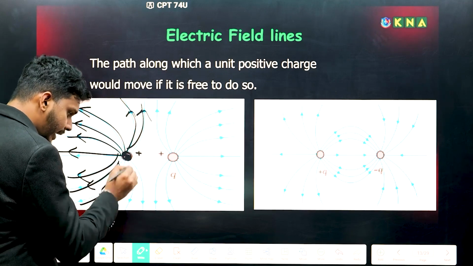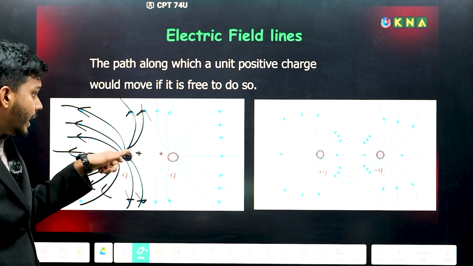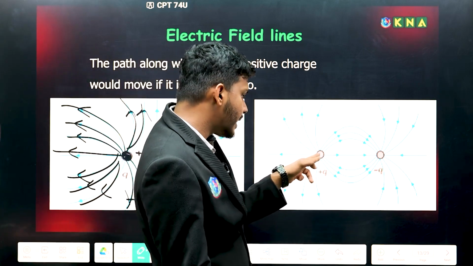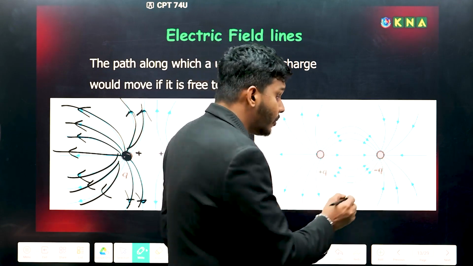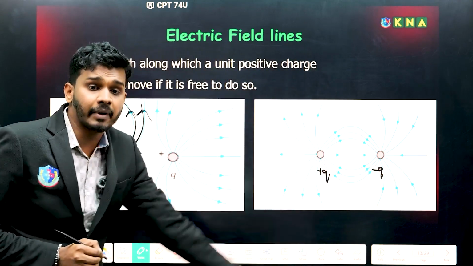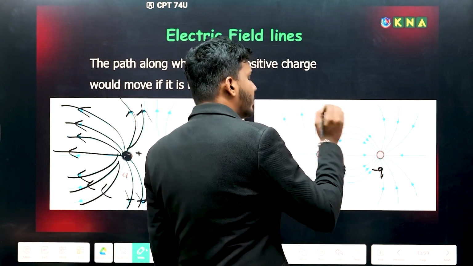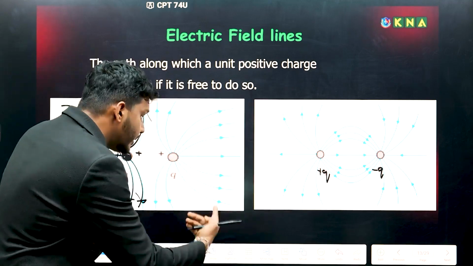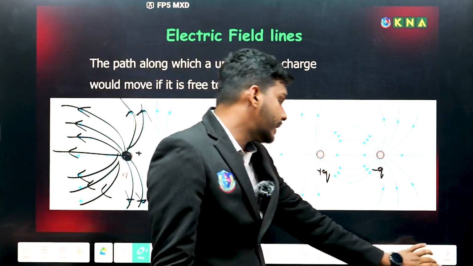What is the direction of electric field lines? Electric field lines move away from a positive charge. Electric field lines move into a negative charge. Electric field lines move away from the positive charge into the negative charge. That is the path of electric field lines.